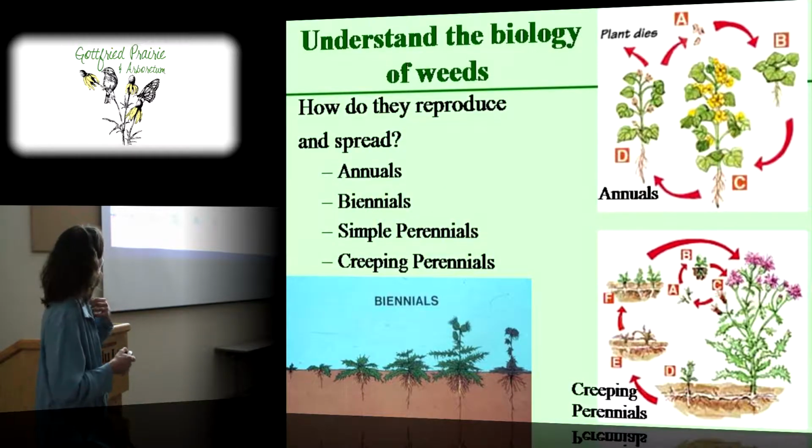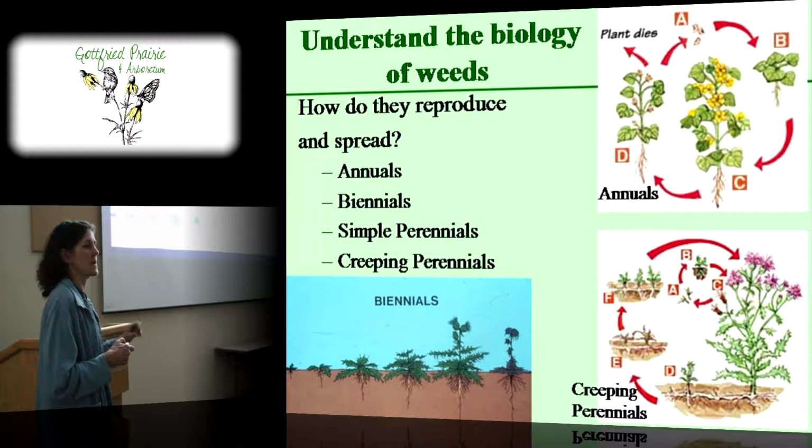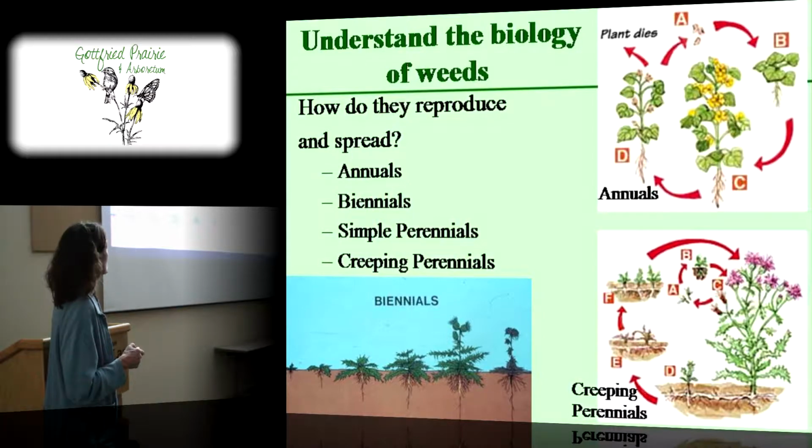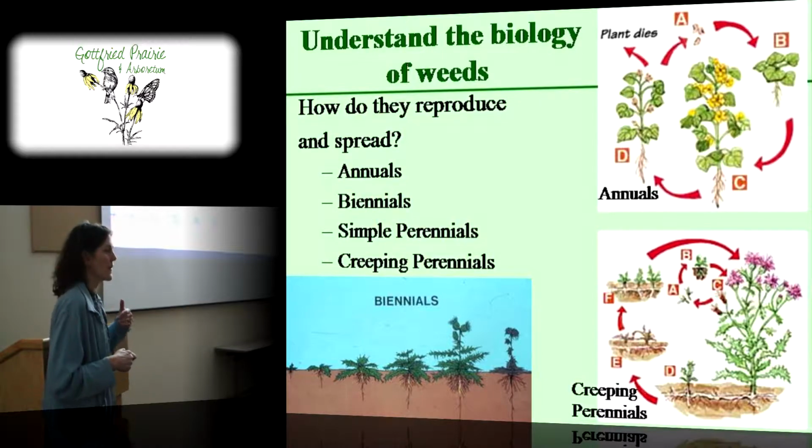So just a real quick look at some of these things. An annual just produces seed. Your only goal there is to keep it from going to seed. The same with biennials. There's a winter in here, but your goal there again is to keep it from going to seed. Whereas the perennials, you've got to kill the root system for the most part if you want to get rid of it.